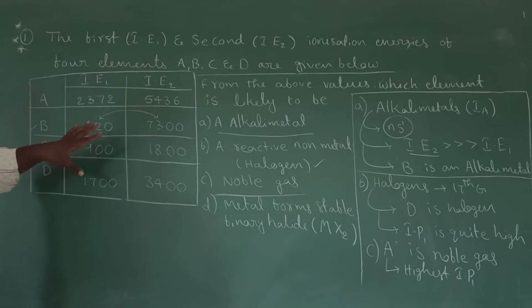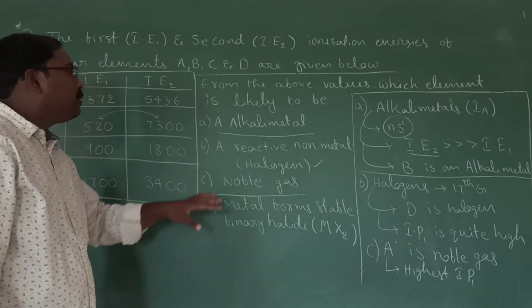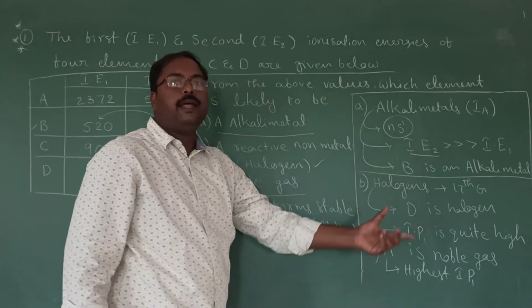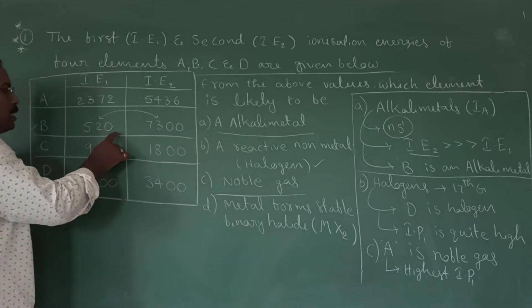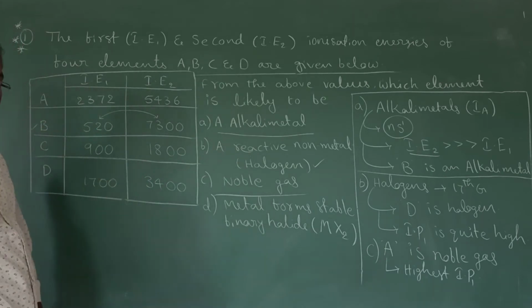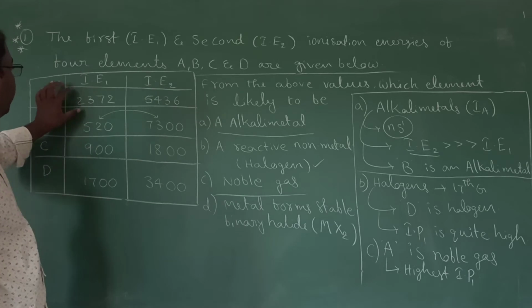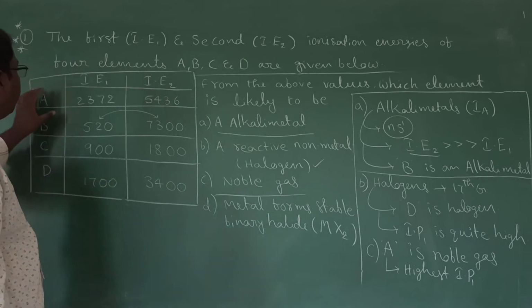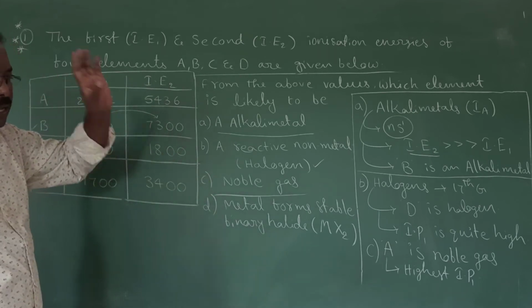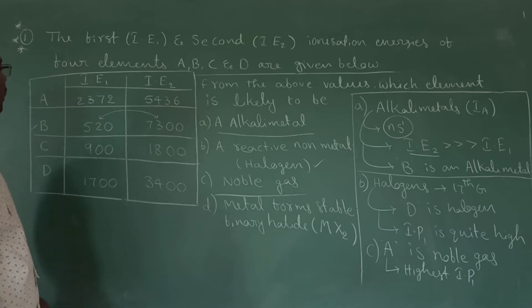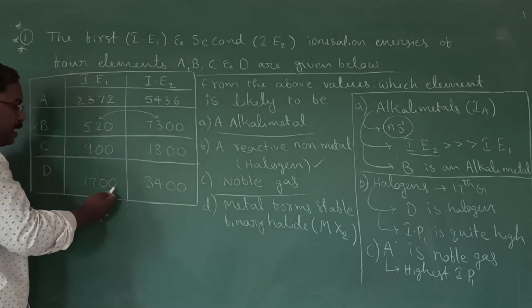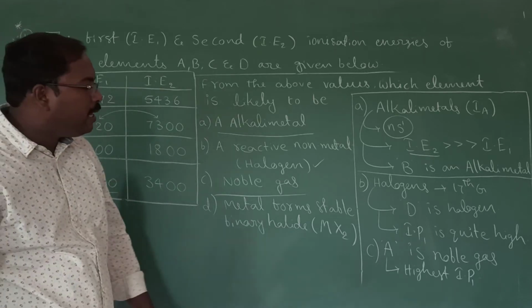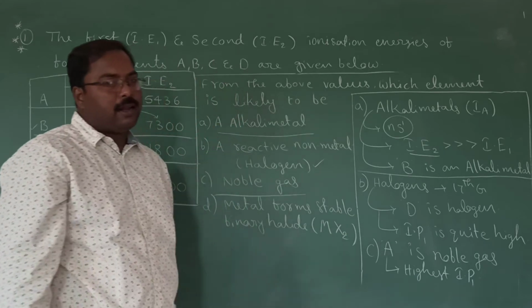Right? Understood on what basis we solved all these? Alkali metals: their second ionization energy is much higher than the first. So based on that logic, we have decided B is an alkali metal. The highest value of first ionization energy is for noble gases in any period. So on that basis we can say A is the noble gas. Then compared to the noble gas, the second highest ionization energy is for element D. So on that basis we can say D is a halogen. Okay.